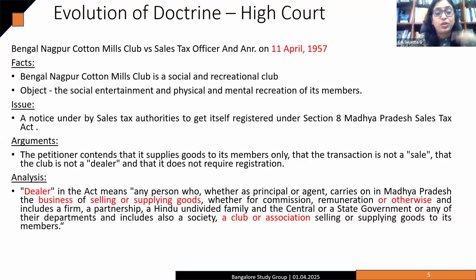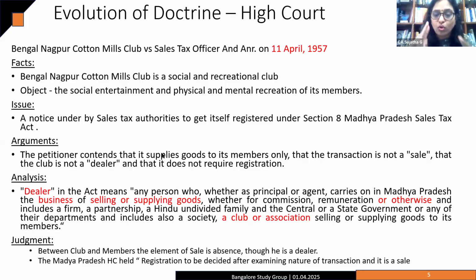That was the premise under which the notice was served on the club, asking why you have not done the registration. Whereas the court held that there are no two distinct persons and the element of sale is missing in the transaction, so it cannot be held to be a taxable transaction. Registration is not required in this case. So from this, we understand that the concept of mutuality prevailed in 1957. The doctrine overrode whatever was stated in the statute.